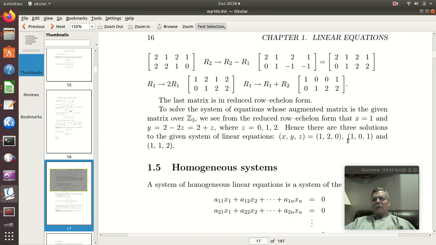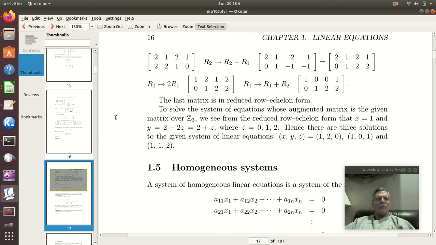And so it's always 1 in these, but then we see that y and z are changing depending on what z is. If z is 0, we get 2 for y. If z is 1, we get 0 for y, because 1 plus 2 is 3, but 3 mod 3 is 0. And then finally, if z is 2, well, 2 plus 2 is 4, and 4 mod 3 is 1, as a remainder of 1.